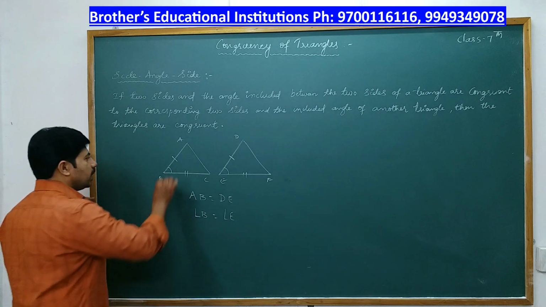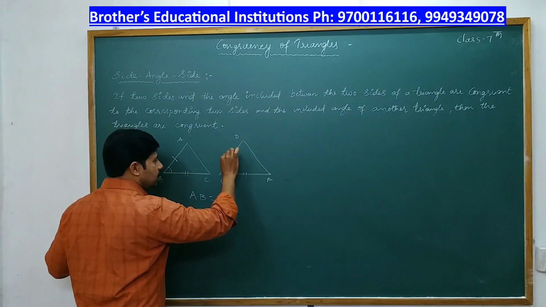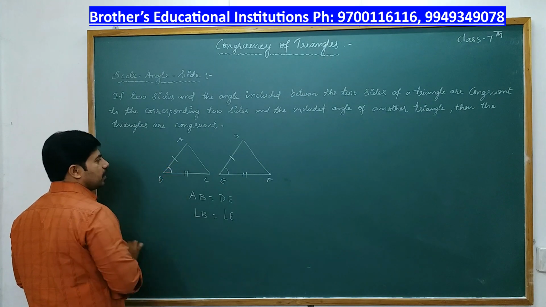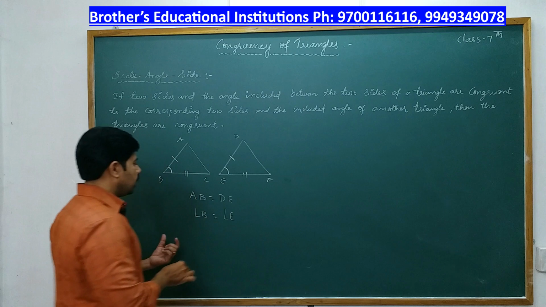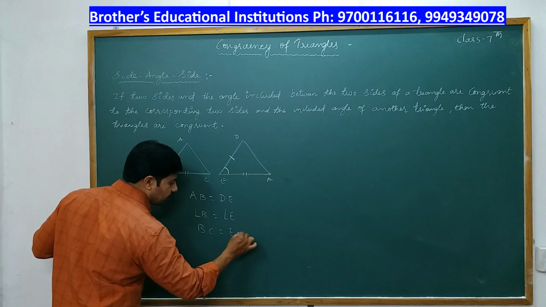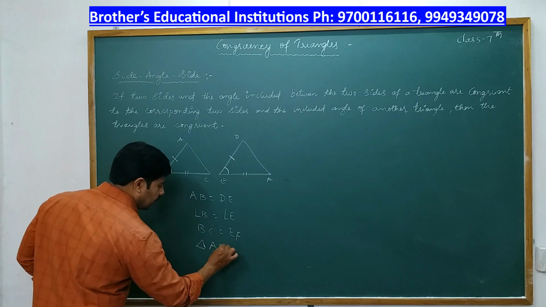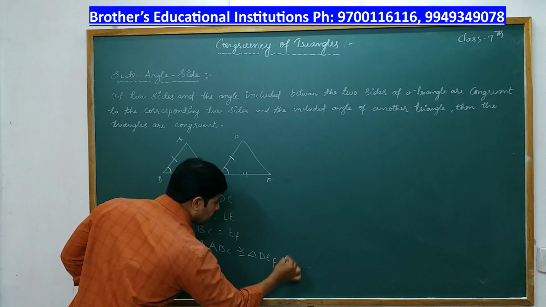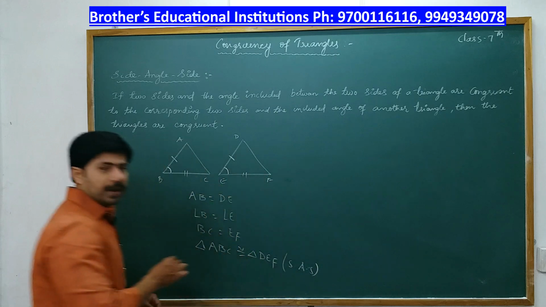That means we are taking AB from triangle ABC. The corresponding side in triangle DEF is DE. Similarly, angle B is between the two sides, so angle E is also between the two sides. Angle B is equal to angle E, and the other side BC is equal to EF. Then we say triangle ABC is congruent to triangle DEF according to SAS, side angle side property. Okay.